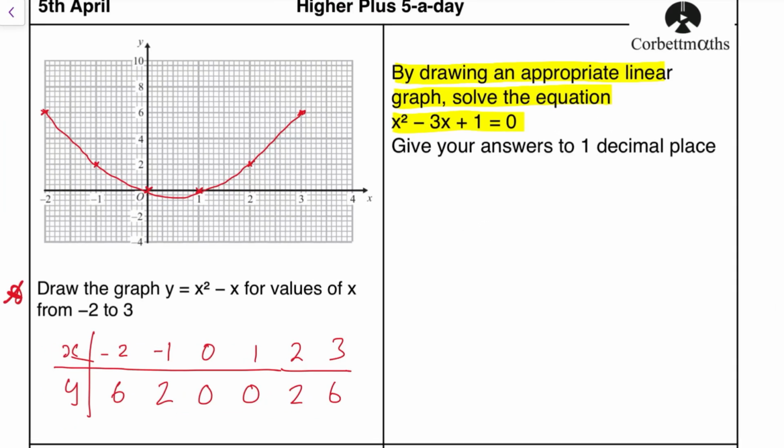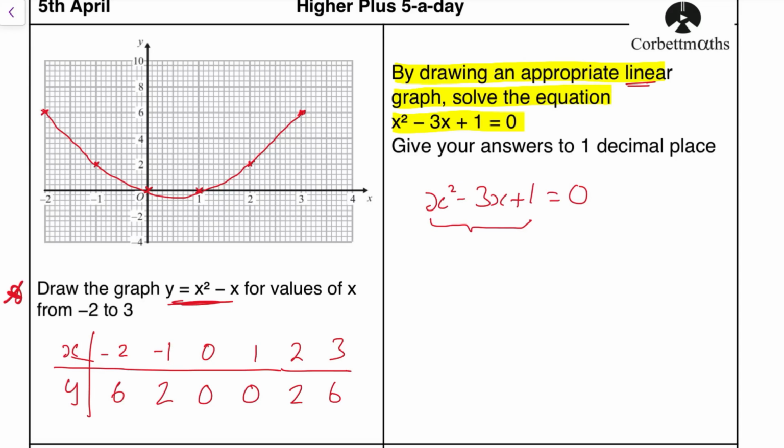By drawing an appropriate linear function. So that's the clue in the question. It wants you to do something specific. Now it wants me to solve x squared minus 3x plus 1 is equal to 0. I've already solved, in other words, I've already drawn x squared minus x. So if I could turn this into x squared minus x and see what the difference is, I then have a simultaneous equation. So let's do that.